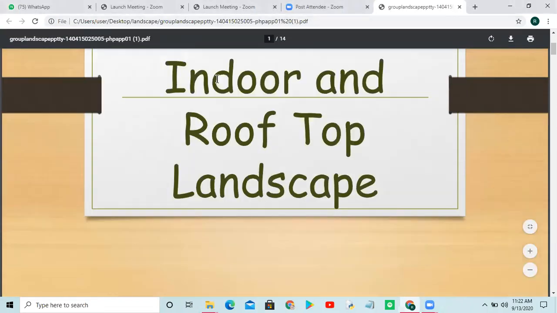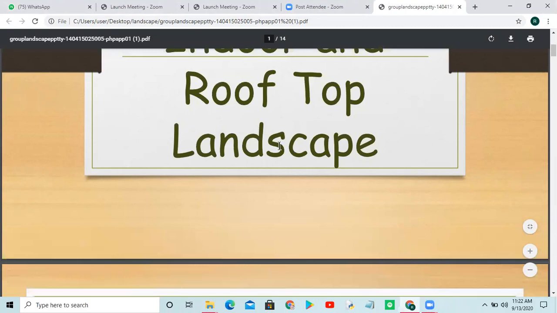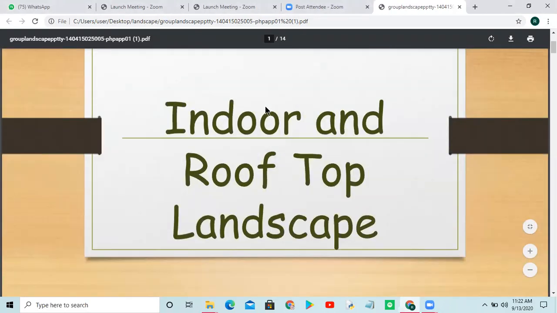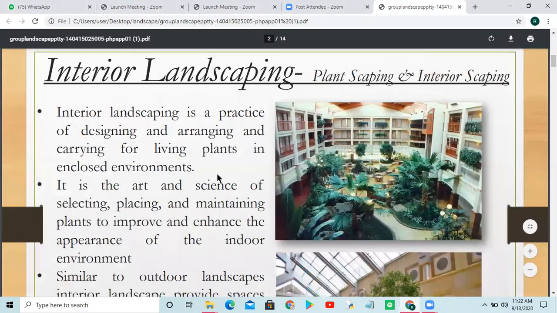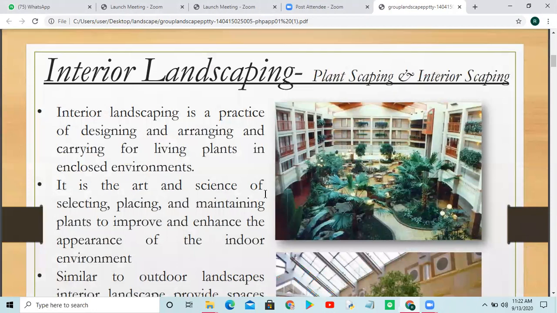So basically, we'll be dealing with landscape only today. The topic of today's discussion will be indoor and roof landscape. By indoor landscapes, if you see an internal courtyard of a hotel or any hospitality design.